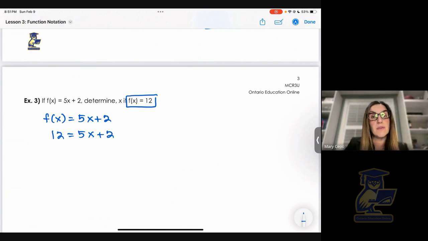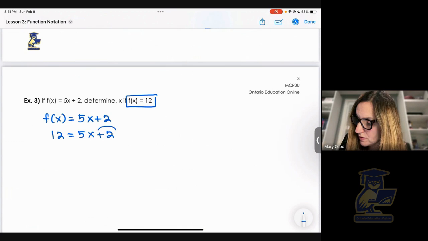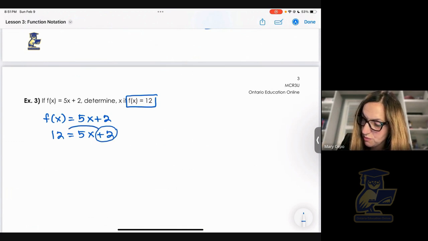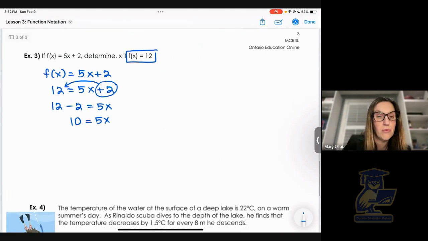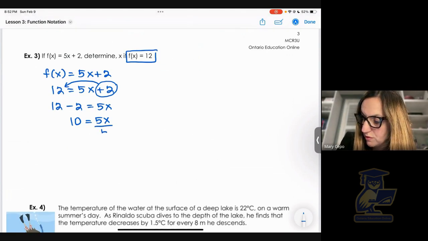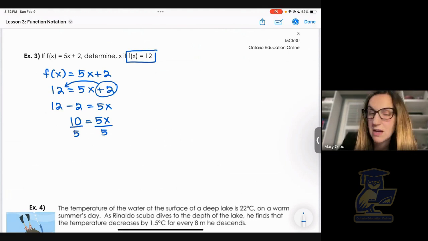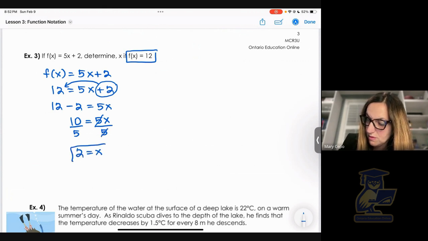We need to isolate for x, so we're going to bring over that positive 2, keeping in mind when you move from one side of the equation to the other, you change your operation. So this would be 12 minus 2 is equal to 5x. 12 minus 2 we know is 10. 10 is equal to 5x. Now, in order to isolate for x, we need to get rid of that numerical coefficient up front. If we divide one side by 5, we have to do the exact same thing to the opposite side. 10 divided by 5 is 2, which is equal to x.